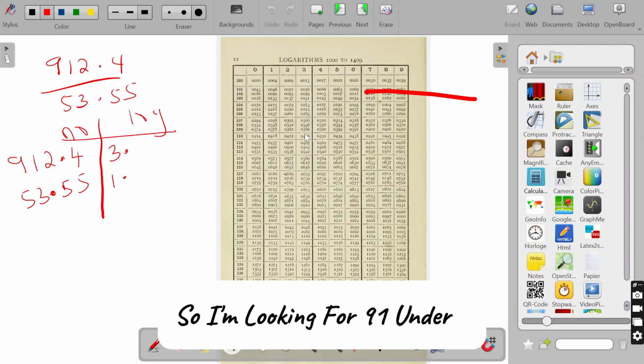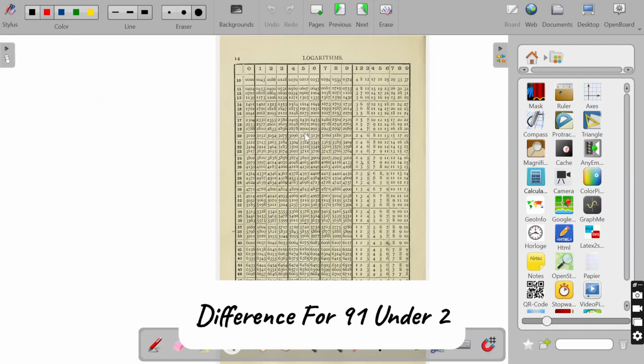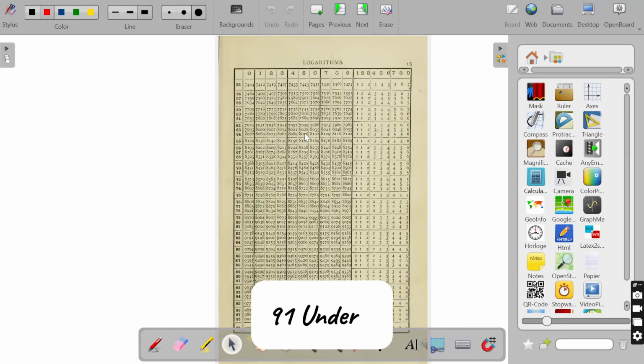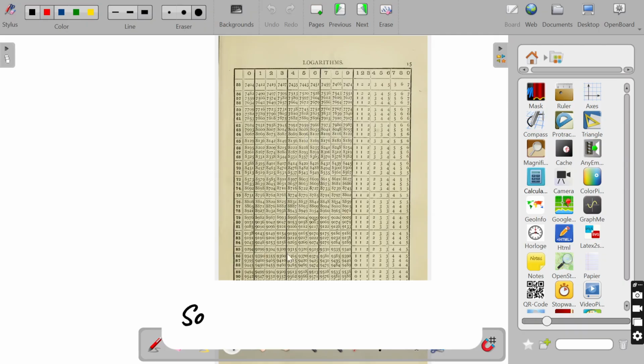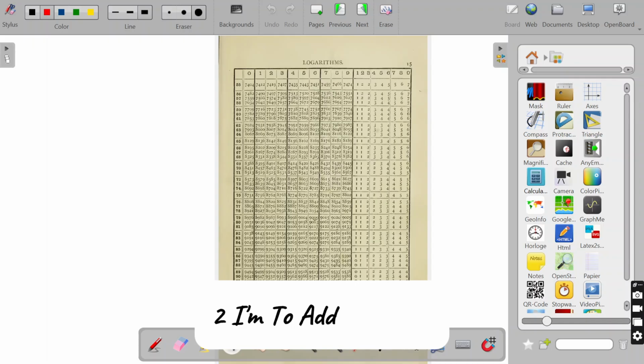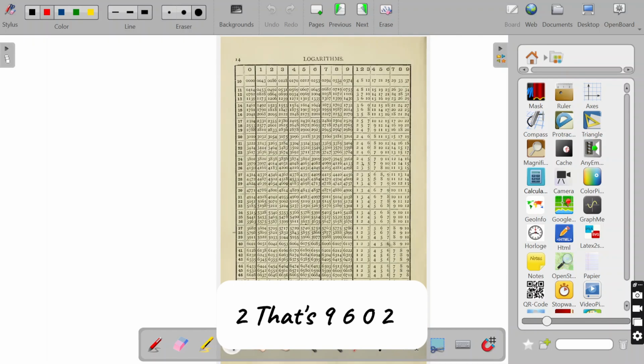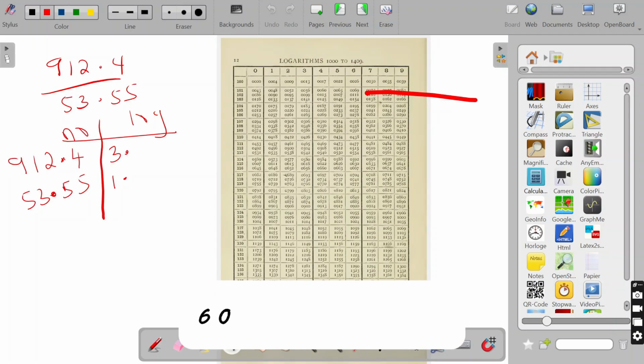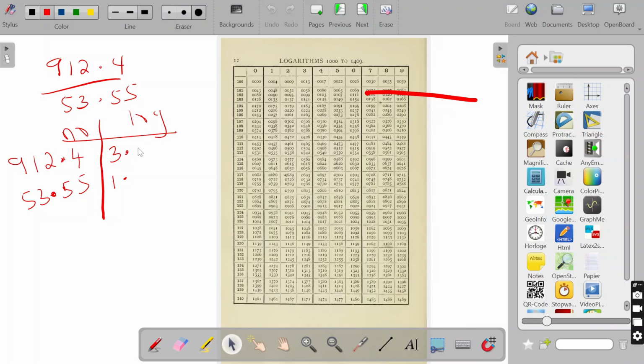So I'm looking for 91 under 2, difference 4. 91 under 2, I think that's 9,600 if I'm not mistaken. Then difference 4 is 2, so that will be 9602. I'm to add this 2 to it. So that's 9600 plus 2. That's 9602.